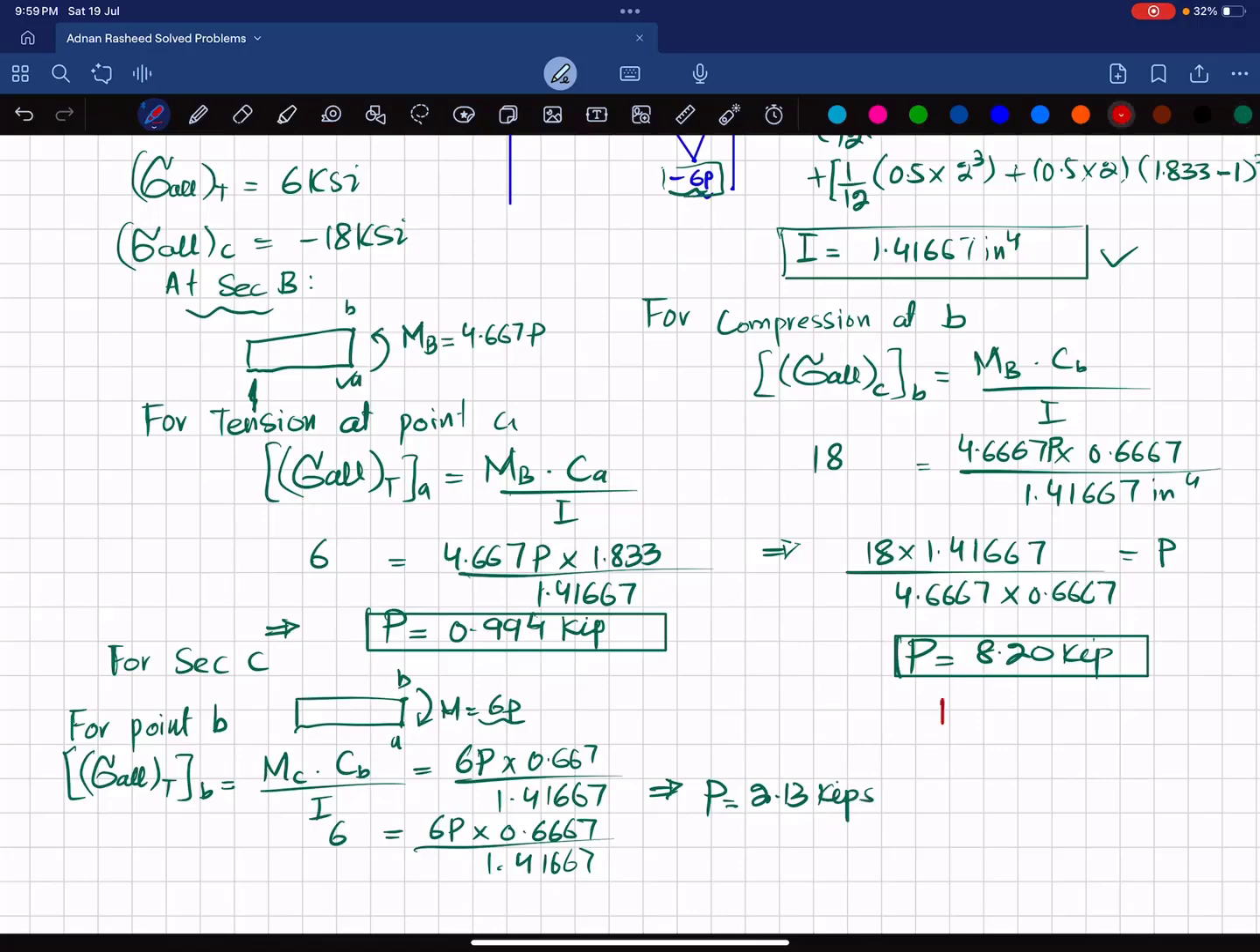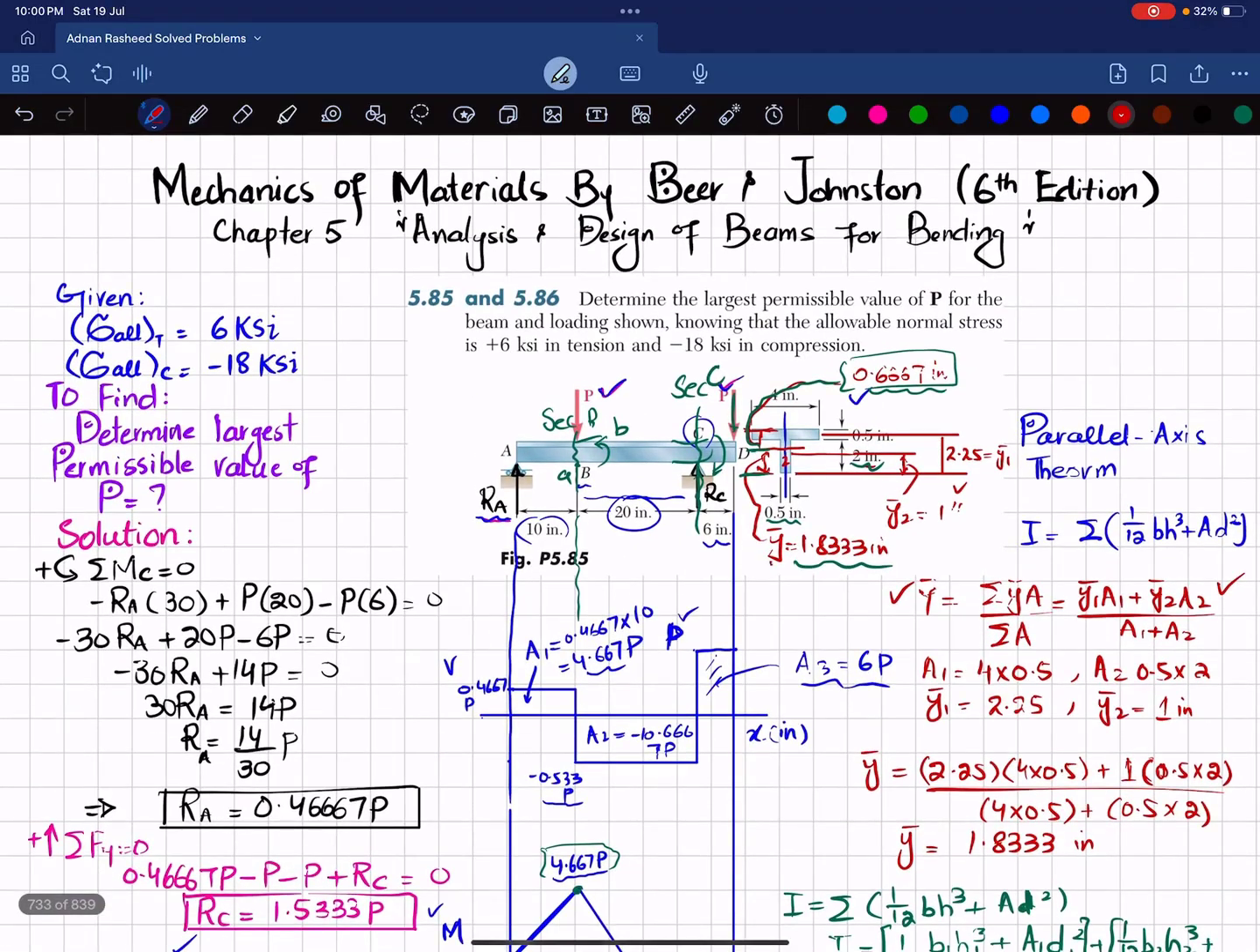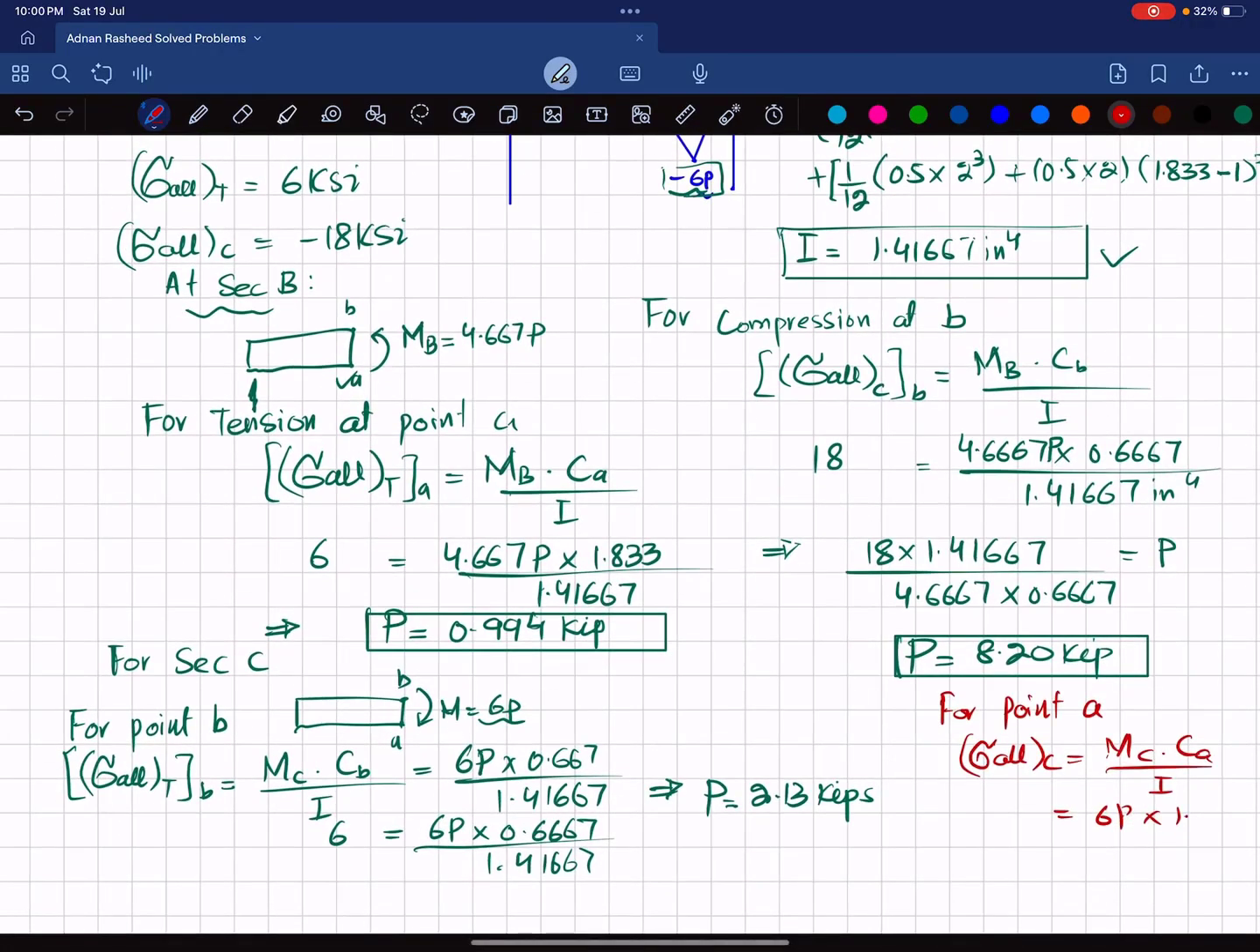Okay, I will change the color for point A. Point A. Again, allowable compression will be equal to MC into CA divided by I, and you have 6P as MC. CA is again distance from neutral axis till the bottom, 1.833, divided by I is 1.41667 and allowable stress is 18 ksi. So from here what we will get, P will be equal to 2.32 kips.